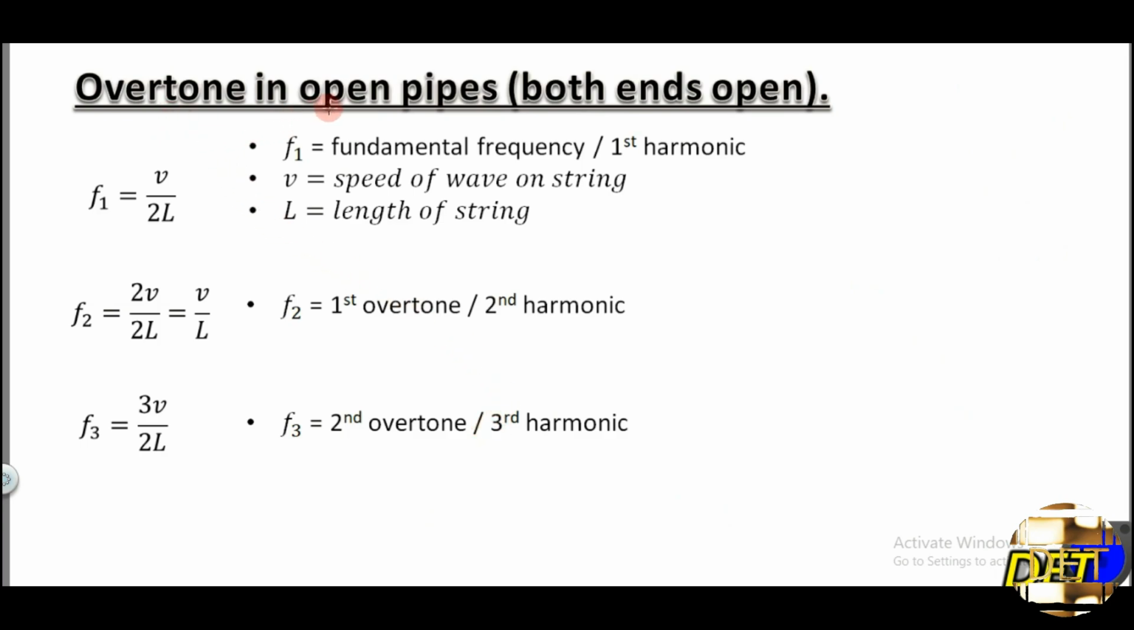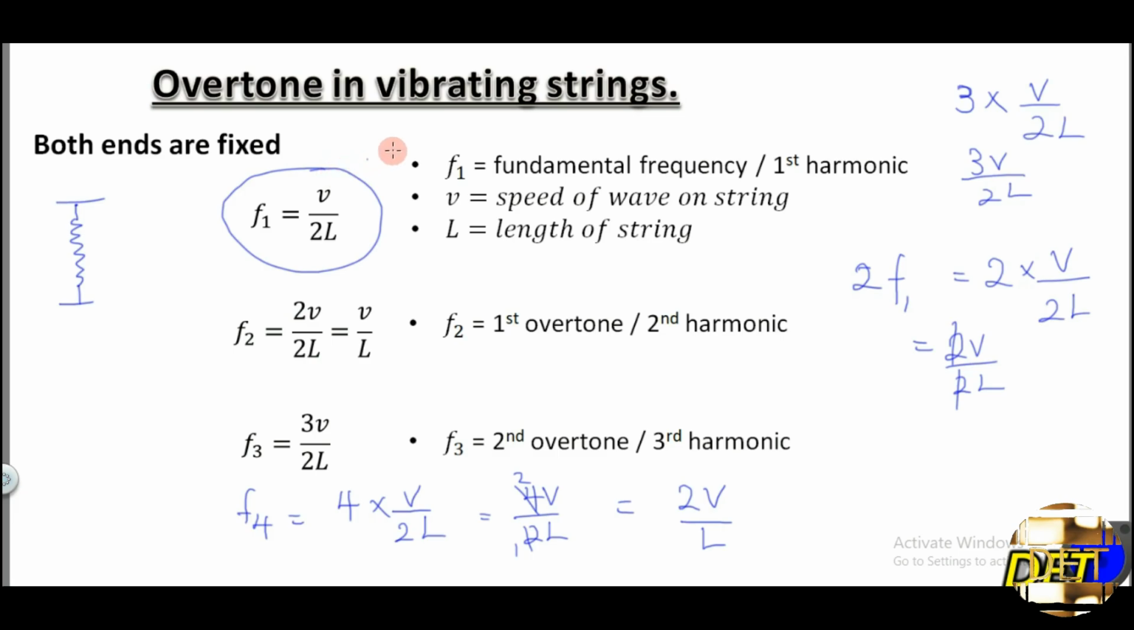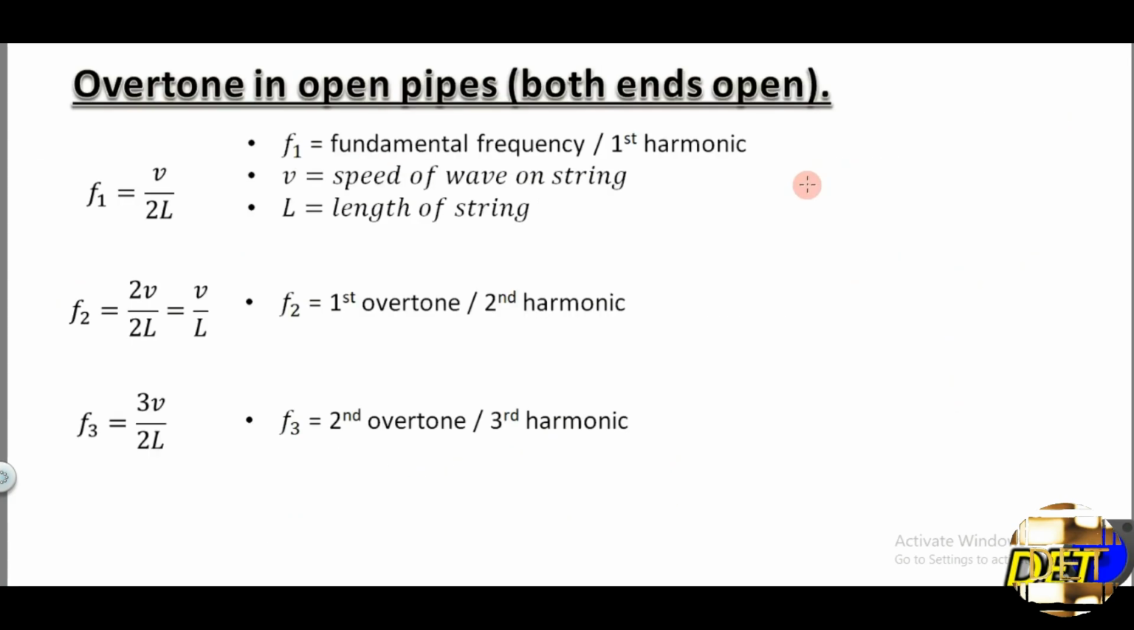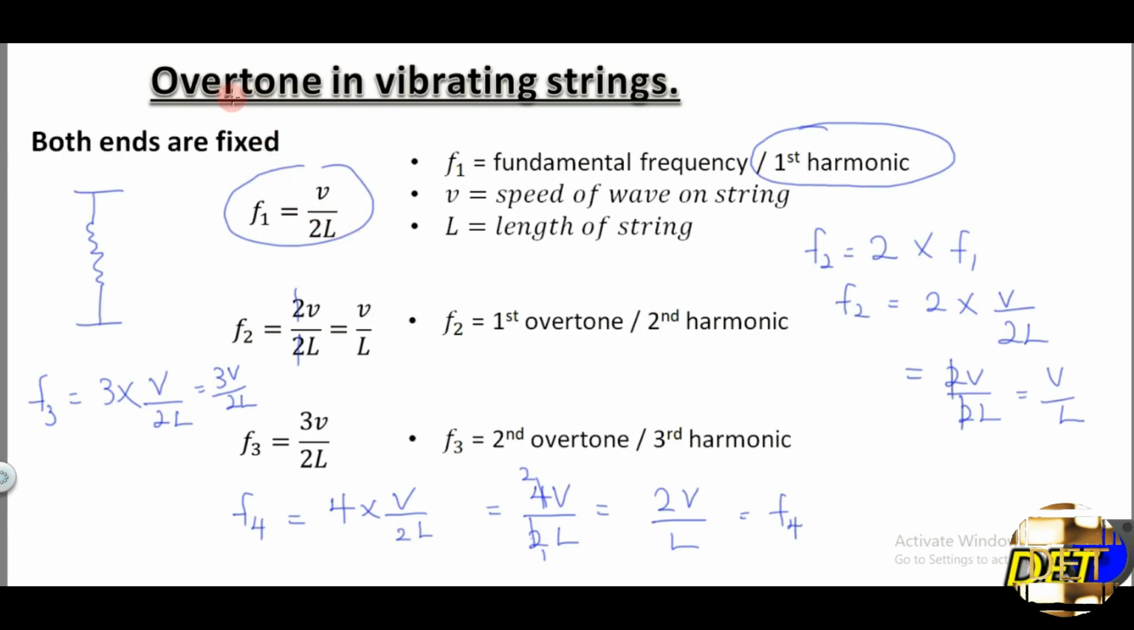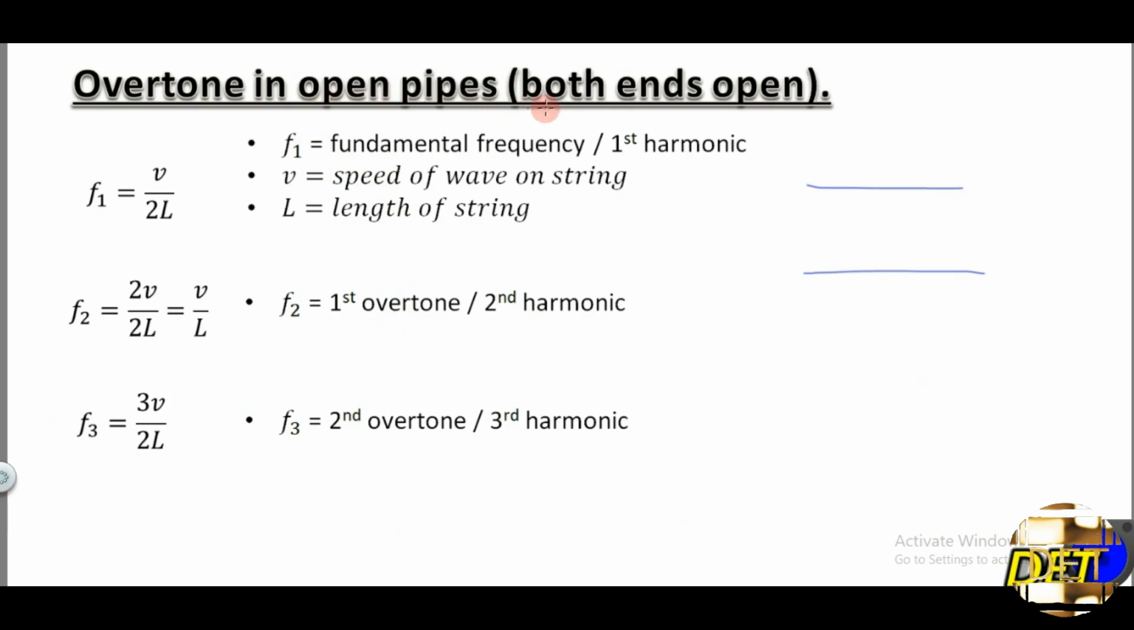So let's look at overtone in open pipes when both ends are open. So this is also equal to your overtone in vibrating strings. This is an example of a pipe where both ends are open. The same formula that we use for calculating overtone in vibrating strings is the same formula that we use here in open pipes where both ends are open, right? So the fundamental frequency is equal to V over 2L. Second harmonic is equal to V over L, and the third harmonic is equal to 3V over what?